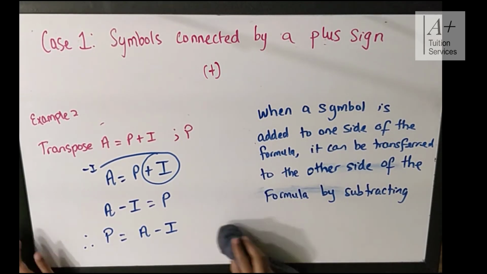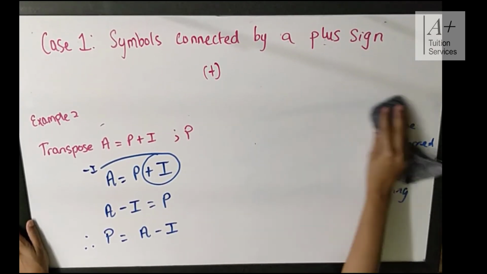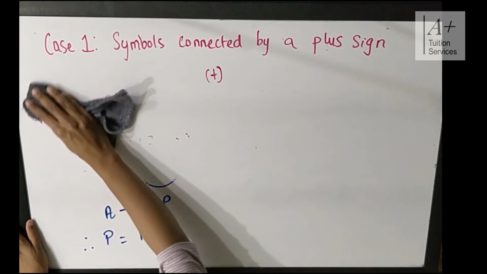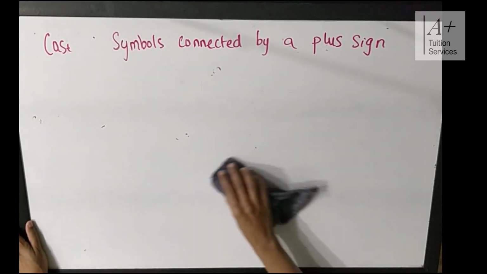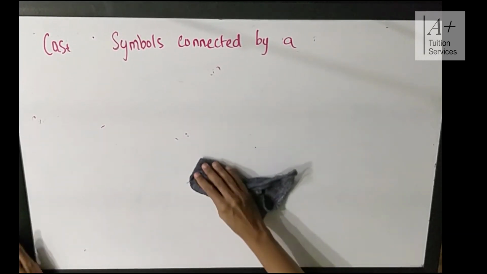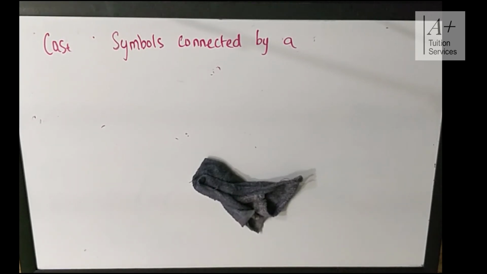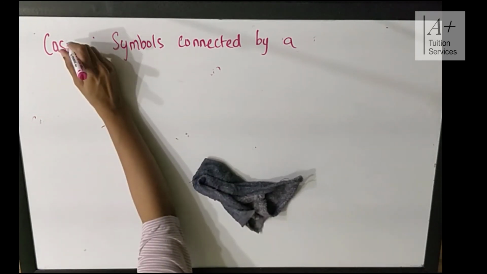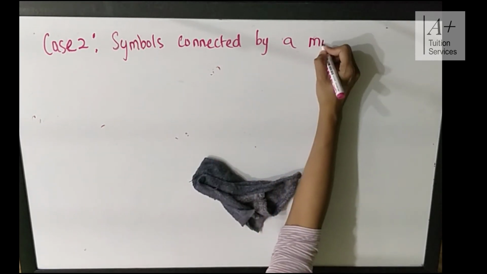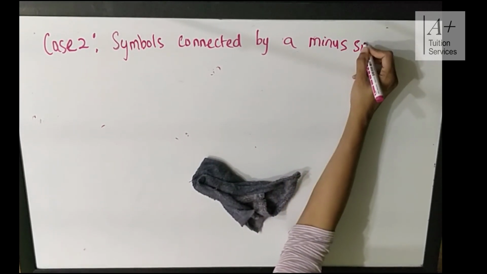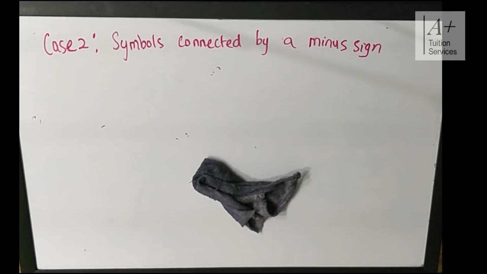Now we're moving on to case two. And case two is very similar to case one, except we're dealing with subtraction. Okay? So we're dealing with symbols connected by a minus sign. So case two: symbols connected by a minus sign. And we'll take our example. We have the example here now.